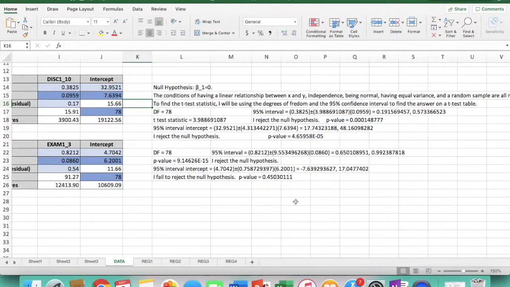So what does this tell us? Well, in the exams 1 through 3 and the quizzes 1 through 10, we found that both intercepts failed to reject the null hypothesis, whereas with the discussions, it rejected it. So I think this will be useful later.